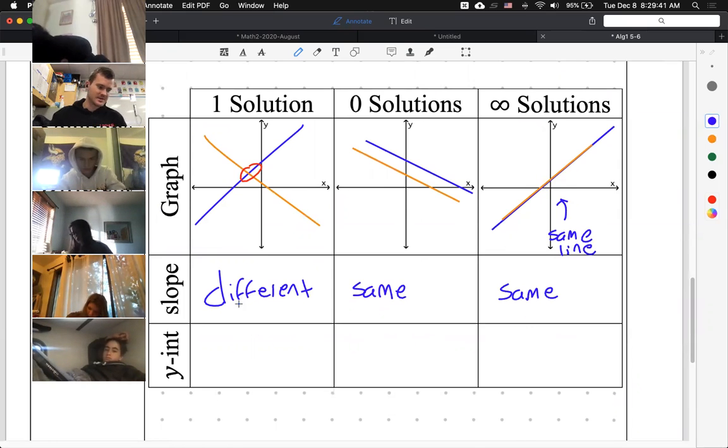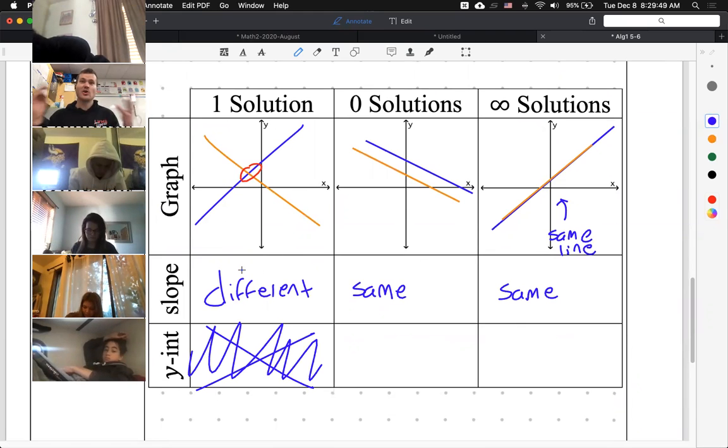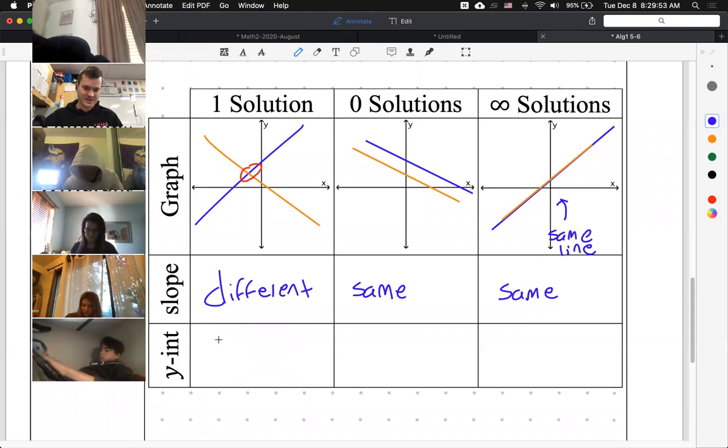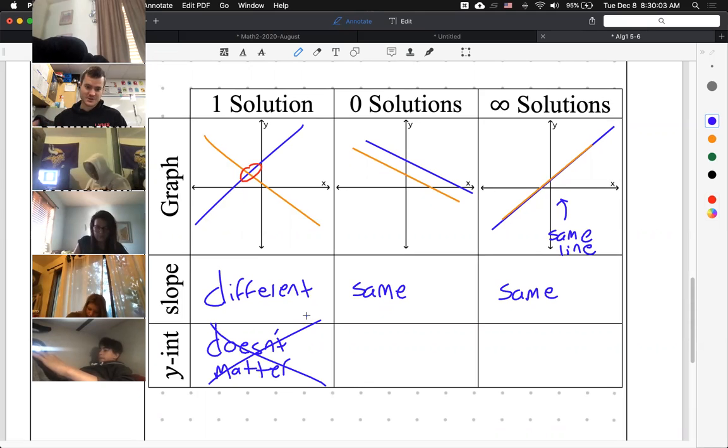Now let's look at the y-intercepts. On this one, you don't actually care. So just cross it off. You can scribble it out, do whatever you want. Don't worry about it. As long as the slopes are different, that's all you care about. Maybe instead of doing X, you can say doesn't matter. And if you cross it off, that's fine as well. All you care about, if the slopes are different, then it's one solution.